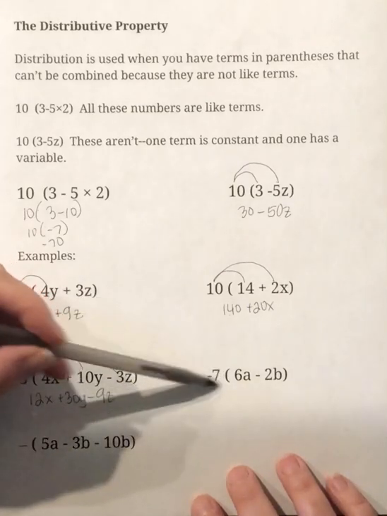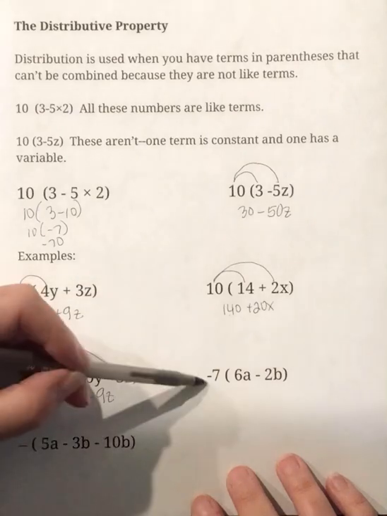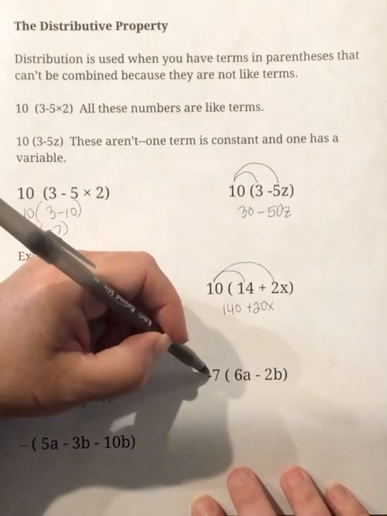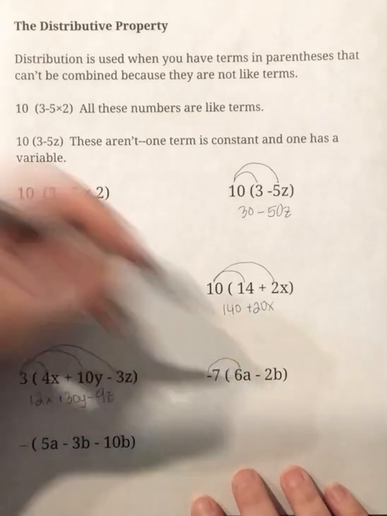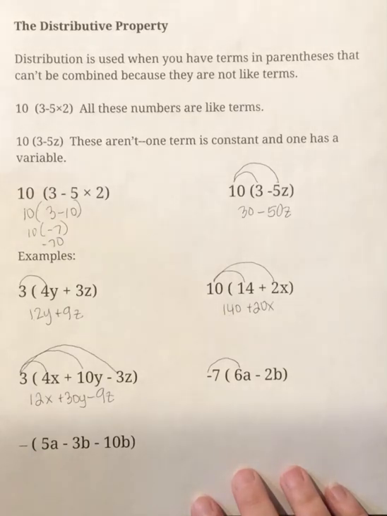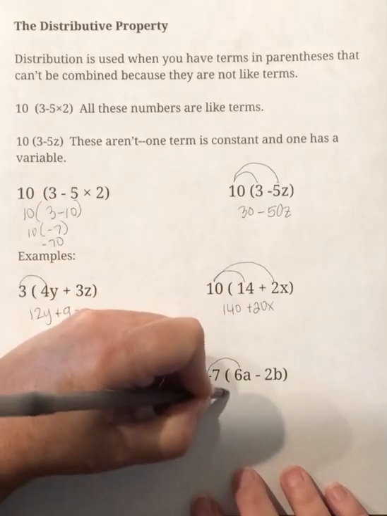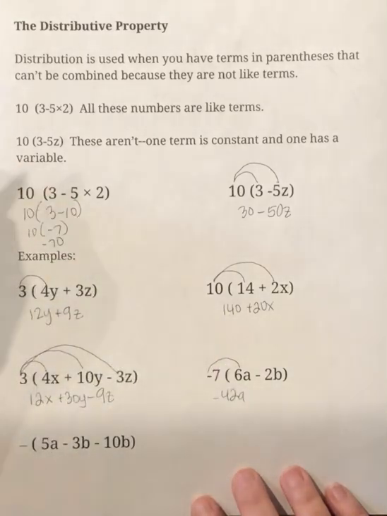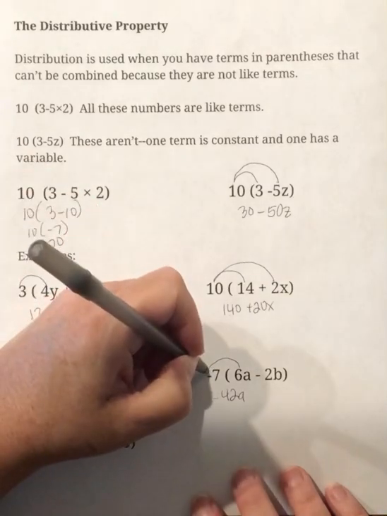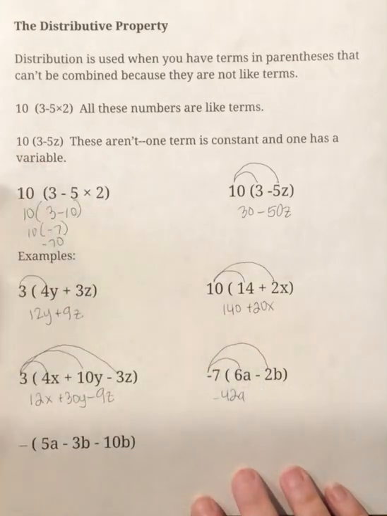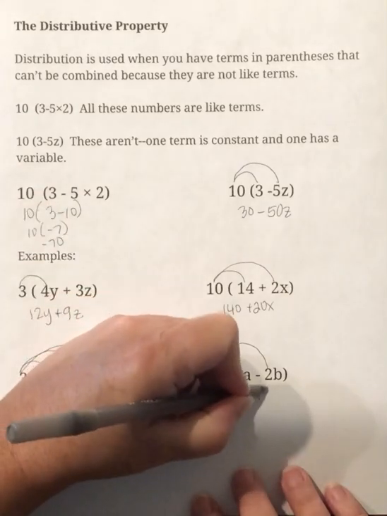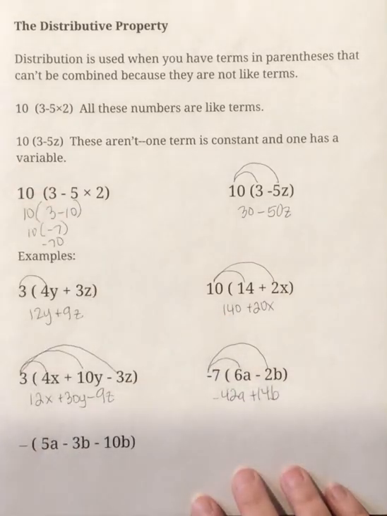Here, what I have to distribute is a negative 7, so I have to be real careful about that. Negative 7 times positive 6 is negative 42, and that gets the a. Negative 7 times negative 2 is positive 14. And that gets the b.